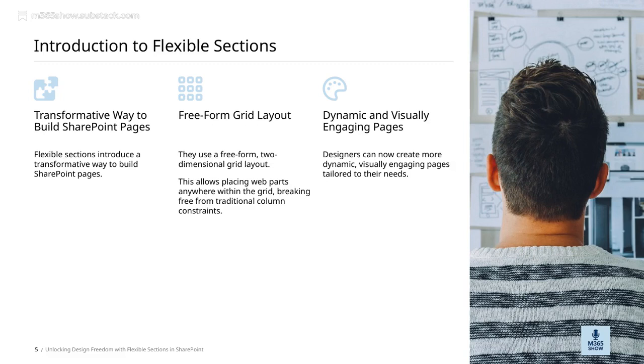One of the key aspects here is the use of a free-form, two-dimensional grid layout. Unlike traditional layouts that are limited to fixed columns, this grid allows you to place web parts anywhere within the space. This flexibility breaks free from the usual constraints, opening up a whole new realm of creative possibilities. Ultimately, flexible sections represent a transformative way to build SharePoint pages, making them more interactive and visually appealing. It's all about empowering you to craft pages that are not only functional, but also engaging for your audience.